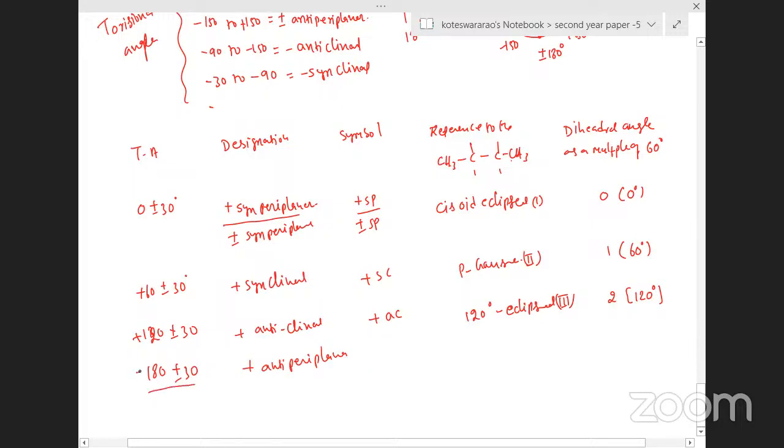Here you need to use the plus or minus. If it is plus 180, you need to take minus 30. Minus 180, you take plus 30. Then only you will get the good value. Plus 180 minus 30 is plus 150; minus 180 plus 30 is minus 150. That is the way you need to consider. This one is anti-periplanar, represented with plus or minus AP. It is the anti conformation, the fourth conformation. It is a multiple of 3, that is 180 degrees.